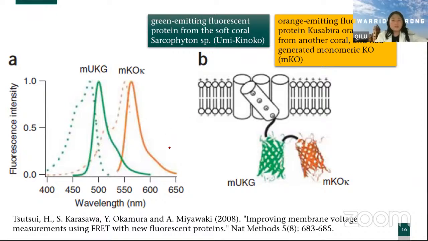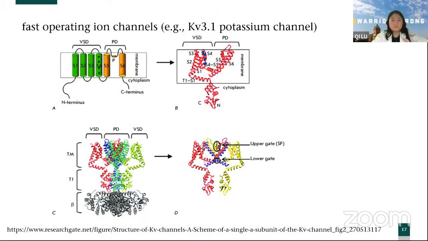So in 2008, there's another one called Kinoko, and this one is MUKG linked to MKO Chi. These orange fluorescent proteins are from a coral, and they say the orange fluorescent light is much stronger compared to the previous fluorescent proteins being used. So it enhances the signals here.